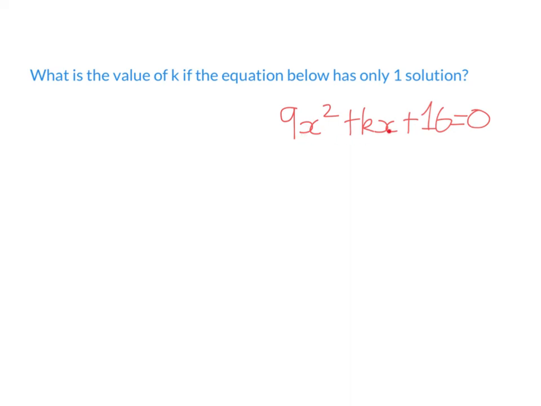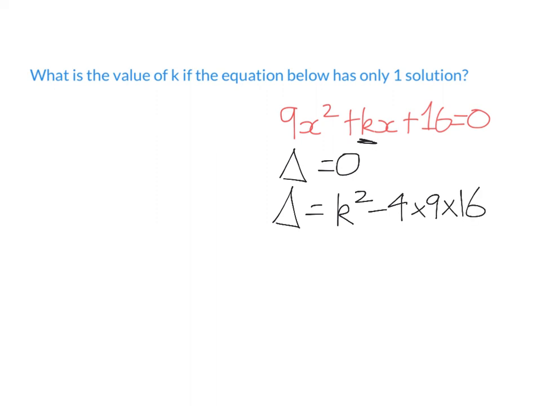If a quadratic equation has only one solution, that means the discriminant is equal to 0. The discriminant is b squared, and in this case b is k, minus 4 times a times c. So the discriminant is actually k squared minus 576. And that has to equal 0 for there to be only one solution. Now I'm going to solve this equation. This is a binomial. It's a difference of two squares. There's no common factor here.